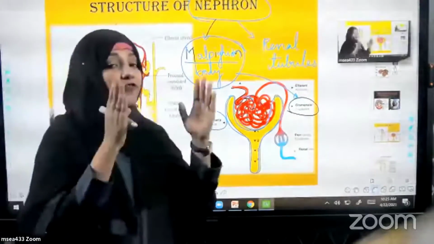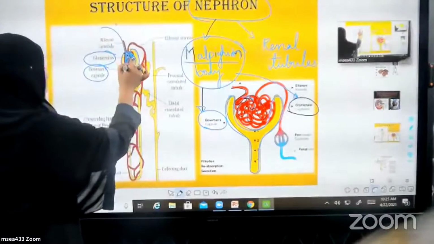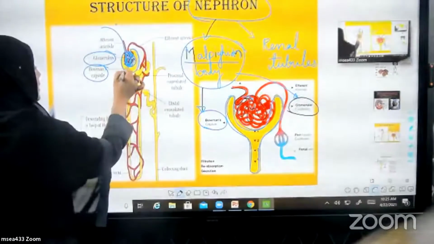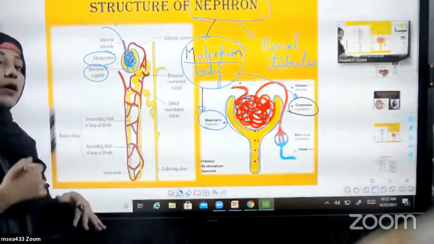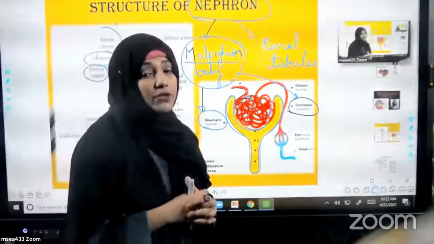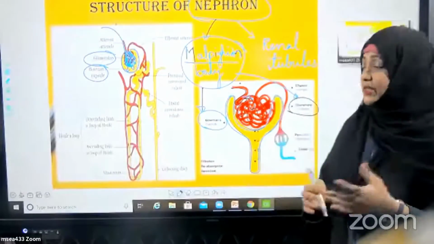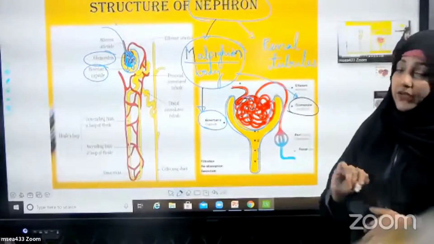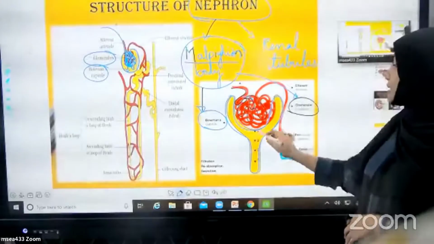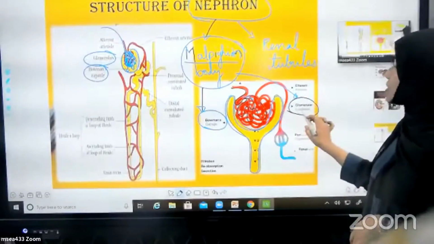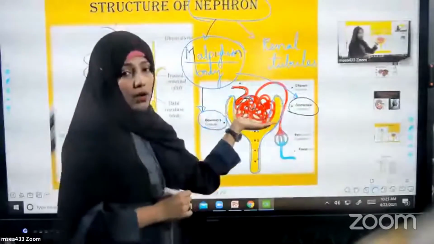So blood flows from the efferent arteriole into the glomerulus. From the glomerulus, the filtrate is moved into the Bowman's capsule. How the nephrons help in the filtration of urine, we'll be seeing that. But here, as we are studying the structure, I just explain the structure of it. Hope you understand that the structure of nephron is divided into Malpighian body, which consists of Bowman's capsule, the blind cup-like structure, and the arterioles forming a network called the glomerulus.